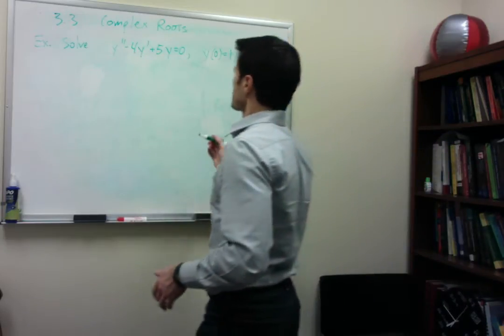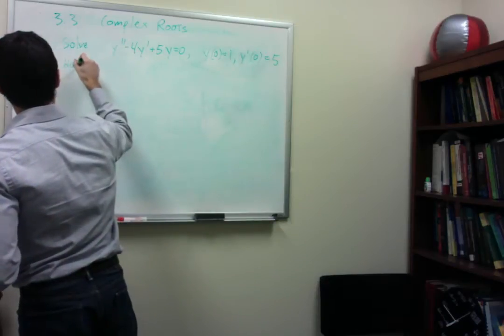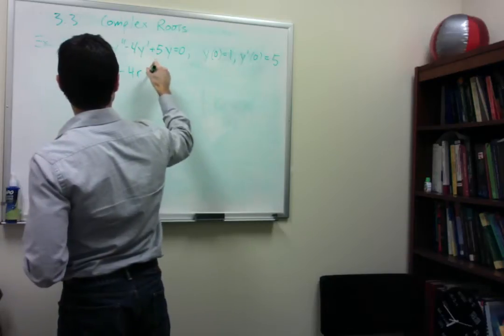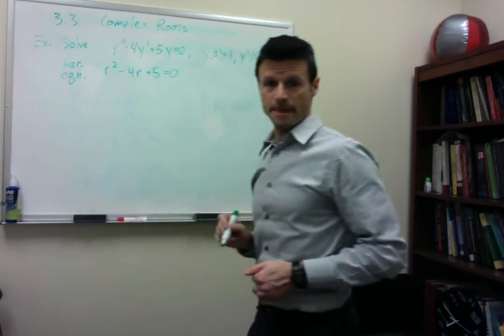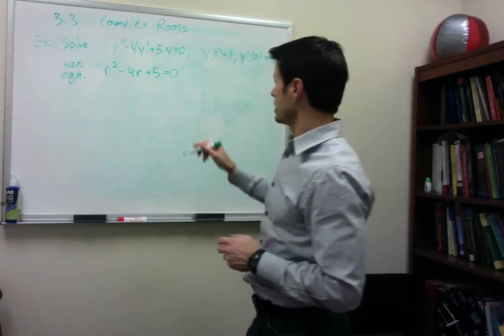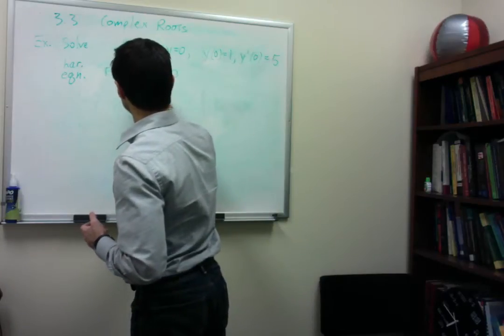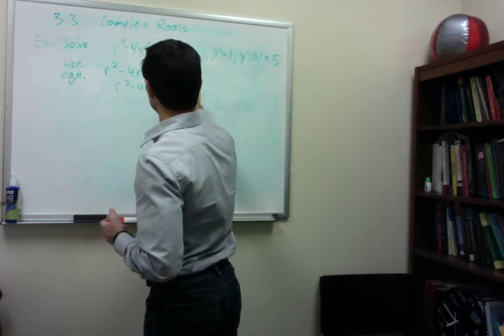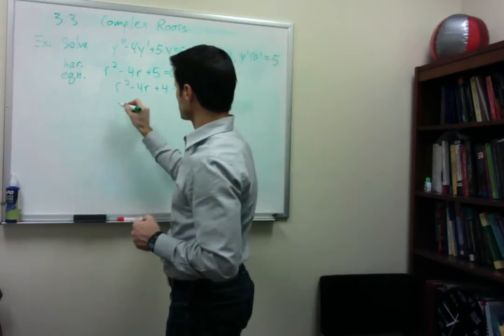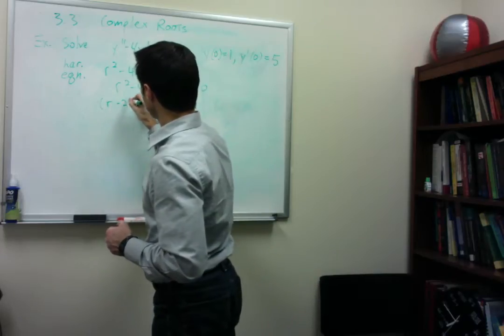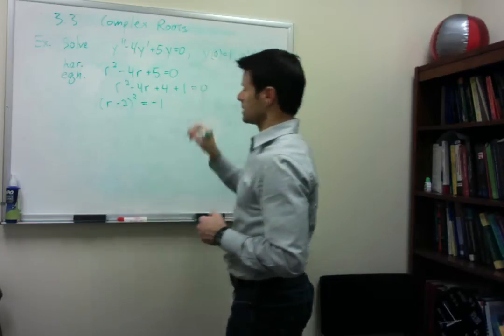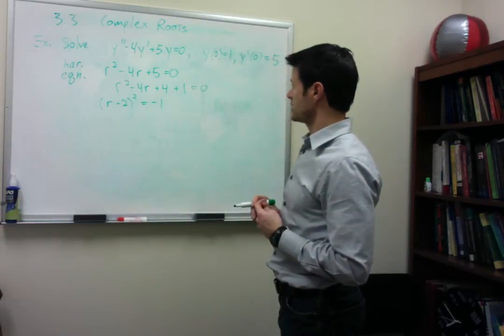So to solve this, our characteristic equation is r squared minus 4r plus 5 equals 0, okay? And I can do the same trick that I did in lecture where I can write this as r squared minus 4r plus 4 plus 1 equals 0. And you'll note that this is a perfect square. This is r minus 2 quantity squared. Okay, and I can move that plus 1 over to the right-hand side and write it as minus 1.